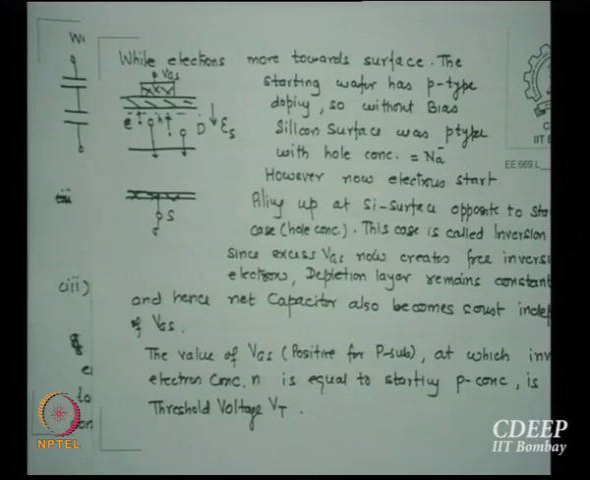If Na is the substrate concentration, Na holds. So when the electron concentration is exactly equal to Na at the interface or surface, then we say we are in a strong inversion case. But where will inversion start? Whenever electrons start appearing there, inversion has already set in. For one VGS, even if the electrons are fewer than the number of holes available in the substrate, inversion has set in. This is called weak inversion.